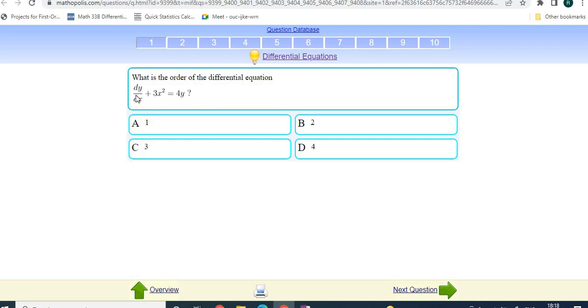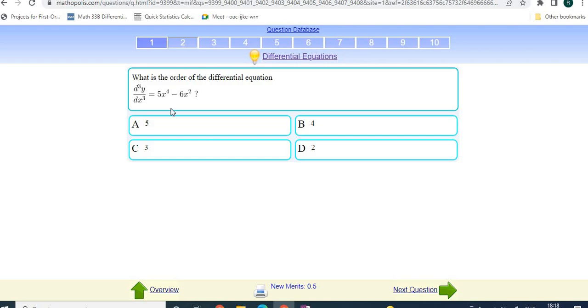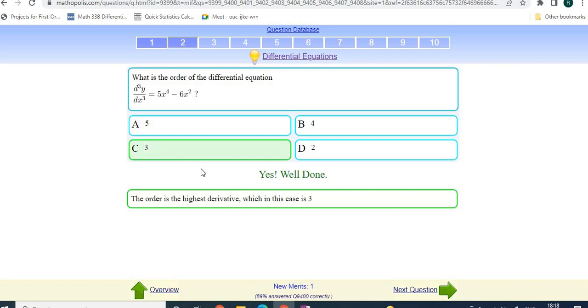The order of the differential equation: the maximum derivative is 1, so the order is 1. You can check by clicking yes. See that one? Yes, it is correct. Now the second one: what is the order of the differential equation? The maximum derivative is 3, so the order is 3. The options are A 5, B 4, C 3 and D 2. So the order is 3 here.